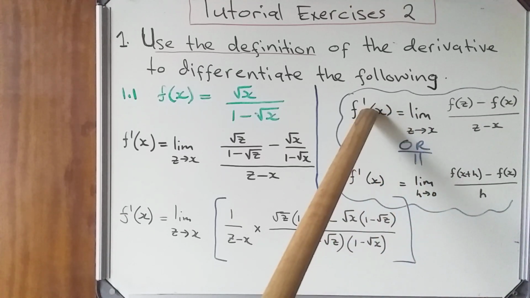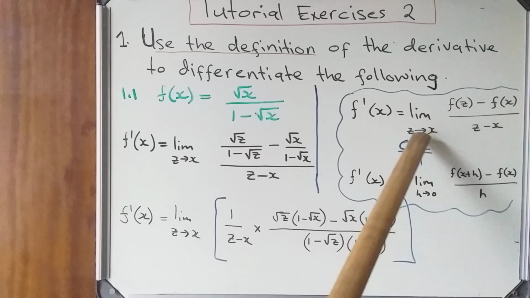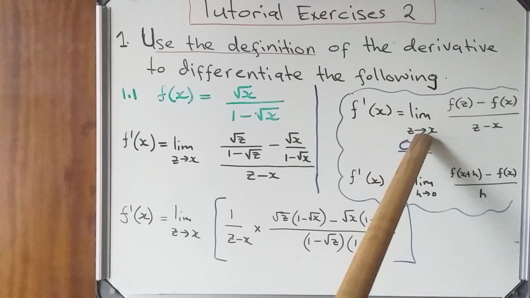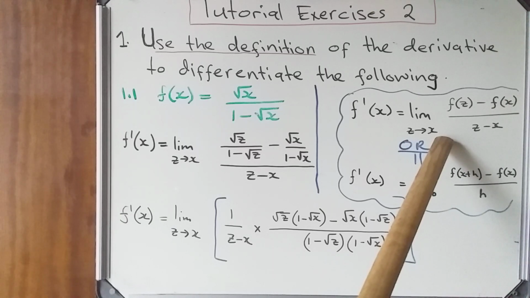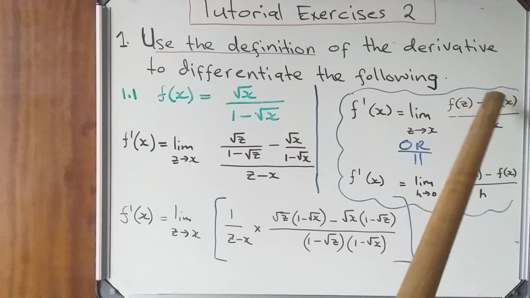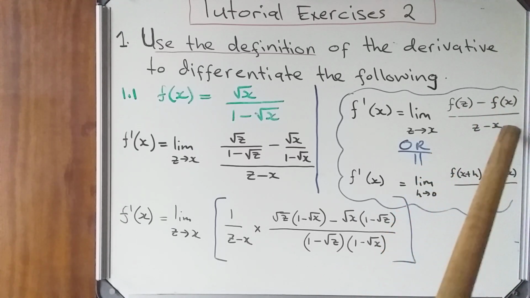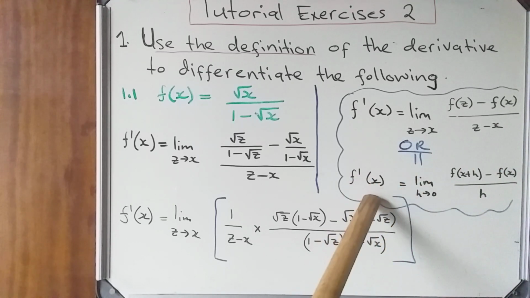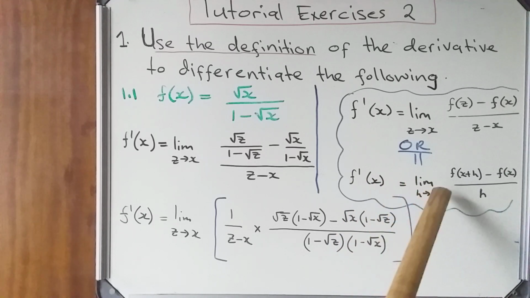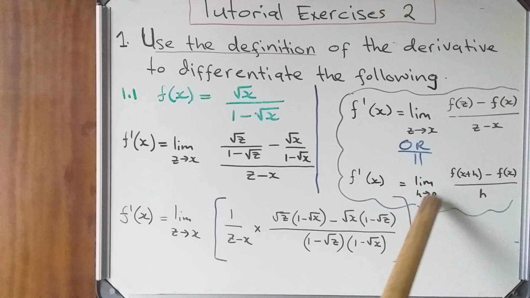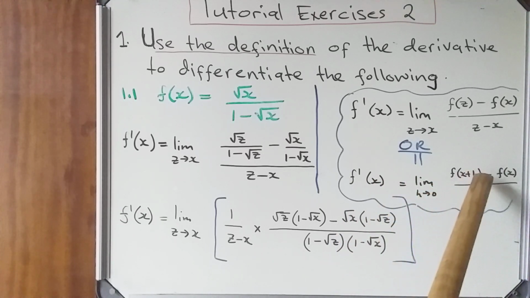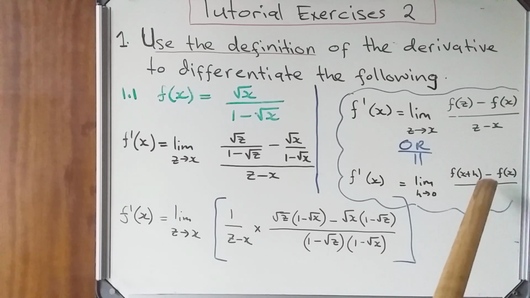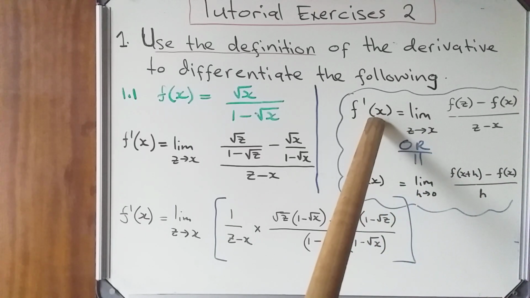This one is the limit as z approaches x: f prime is equal to the limit as z approaches x of f of z minus f of x over z minus x. Or you can use f prime of x is equal to the limit as h approaches 0 of f of x plus h minus f of x over h. So we'll start with the first one.